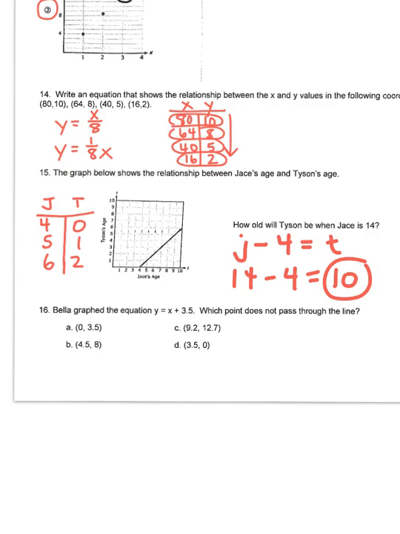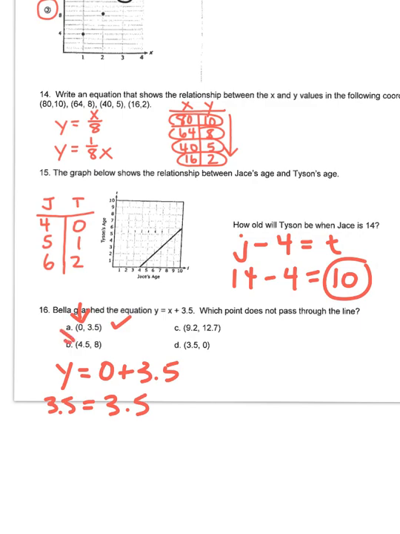Next one. Bella graphed the equation y equals x plus 3.5. Which point does not pass through the line? Well, you got to substitute it in. So here is 0. Y equals 0 plus 3.5. Guess what? 3.5 is equal to 3.5. So that one does pass through the line that this equation would make.